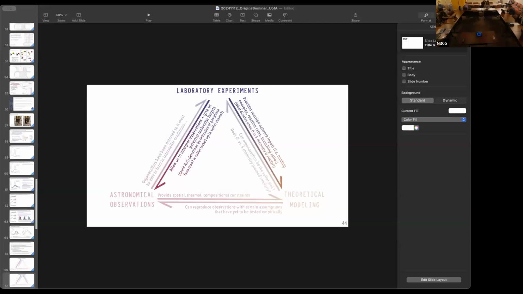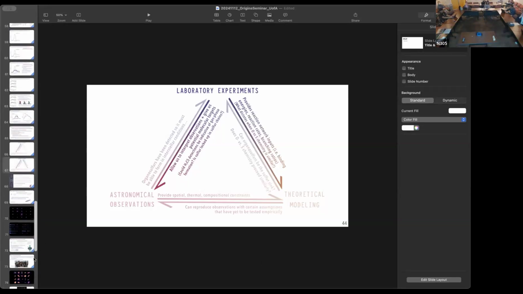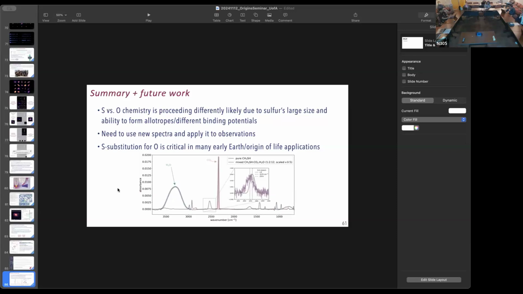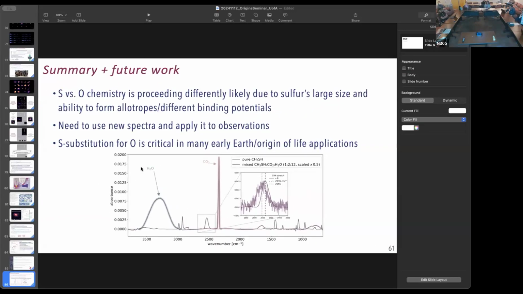I don't know how we're doing on time, so I have some observational stuff, but I won't get into it, and I'm happy to talk about it later. But I just wanted to leave you with this summary in terms of future work.